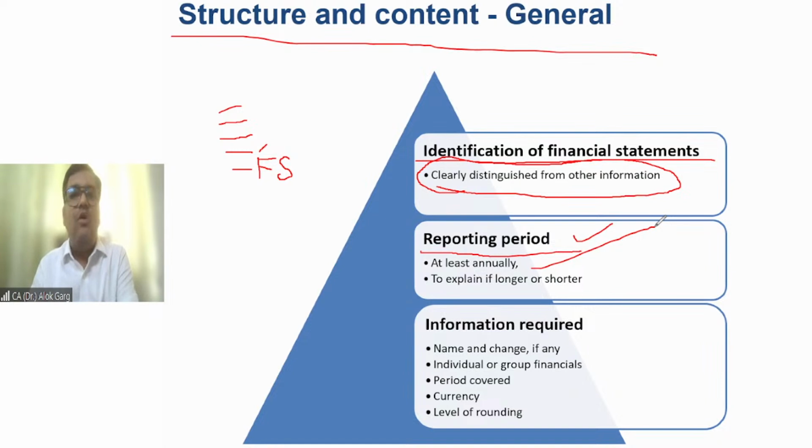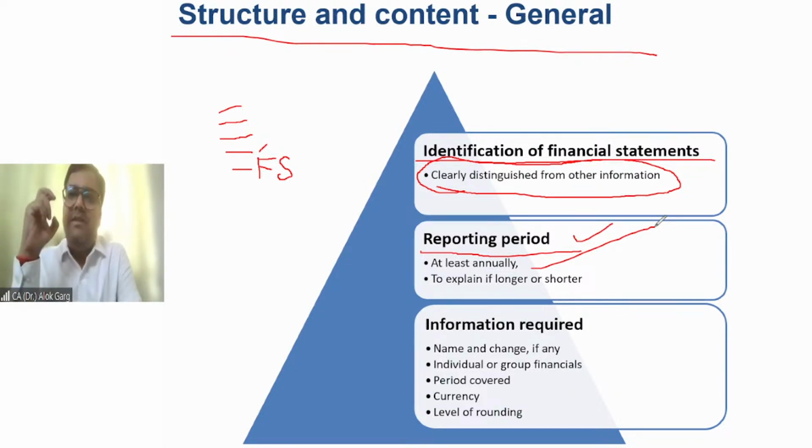To explain longer or shorter, for example, the company was incorporated on 1st October. So of course, in the first year, they will prepare the financial statements for 6 months only. 6 months is less than 1 year, right?